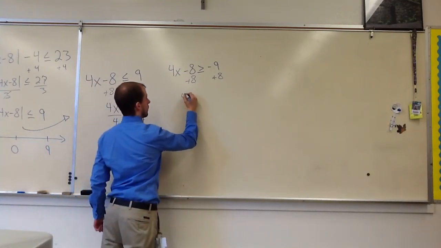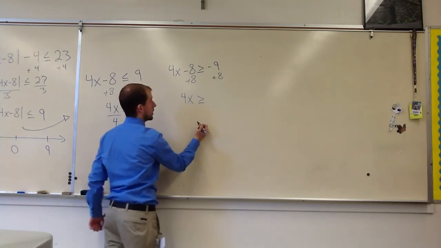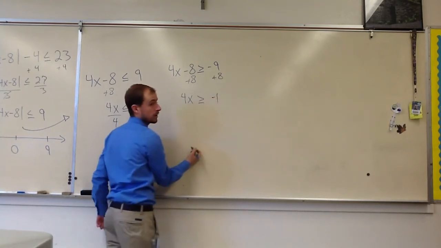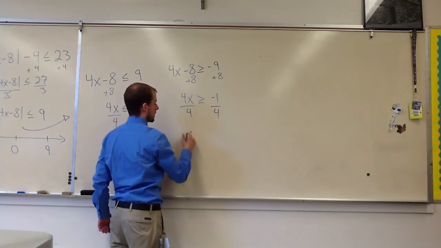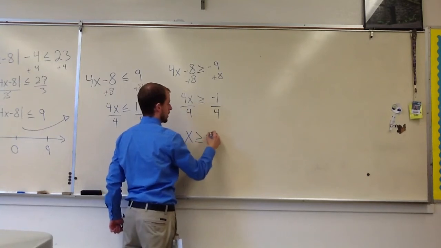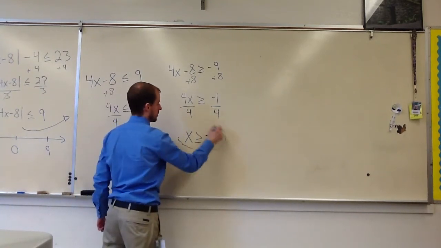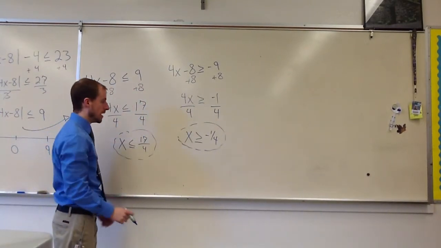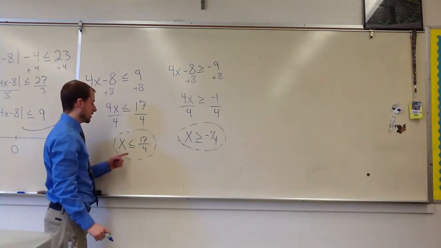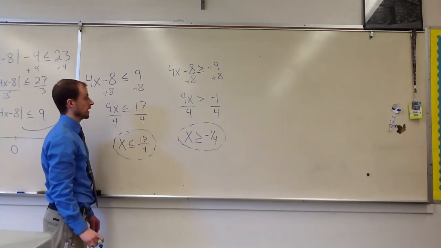So what do I got? 4x is greater than or equal to negative 9 plus 8, that's going to be negative 1. And then I divide by 4. I've got x is greater than or equal to negative 1/4. Okay, so these are my two solutions, my two possibilities, and I would like to make a number line. So either x is less than or equal to 17 over 4, or x is greater than or equal to negative 1/4 is what I came up with.